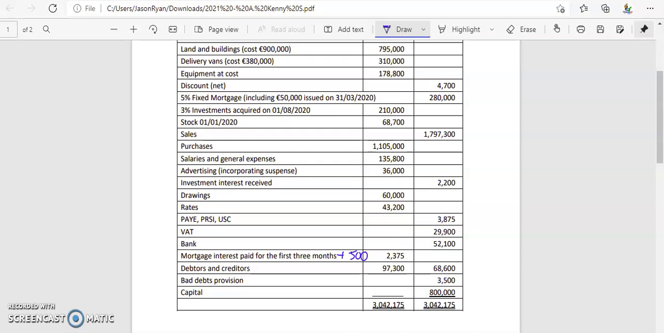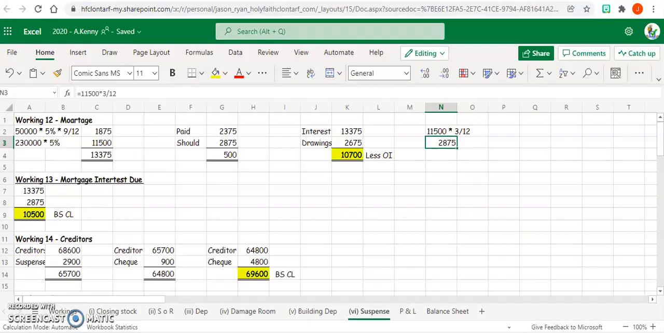So we go and see where our suspense is. Our suspense is in here with our advertising. So if our debit side is up by 500, if we take away 500 from our advertising, then our debits and credits will be the same. And that's the first part of your mortgage interest.